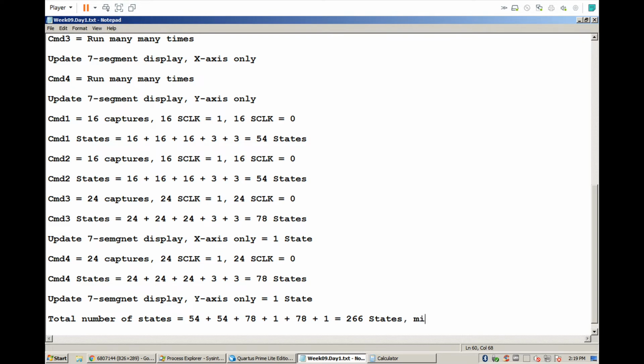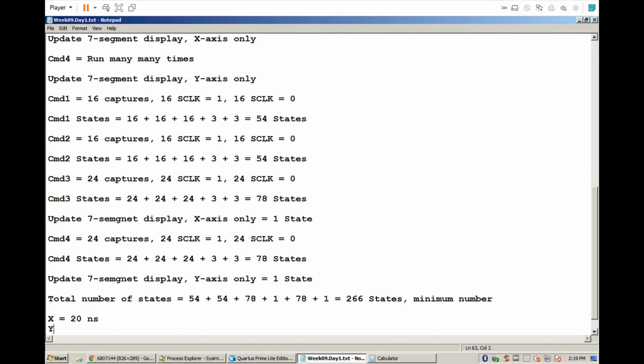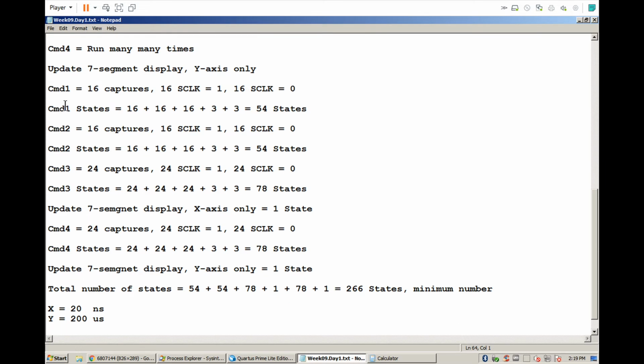And this is the minimum number of states you need. Okay? You can have more states, but this is the minimum you need. On top of that, the x value is equal to 20 nanoseconds, and the y value is equal to 200 microseconds. Okay? All right. So if you look at this, now you need to design a state machine that's at 266 states minimum. Okay? All right.